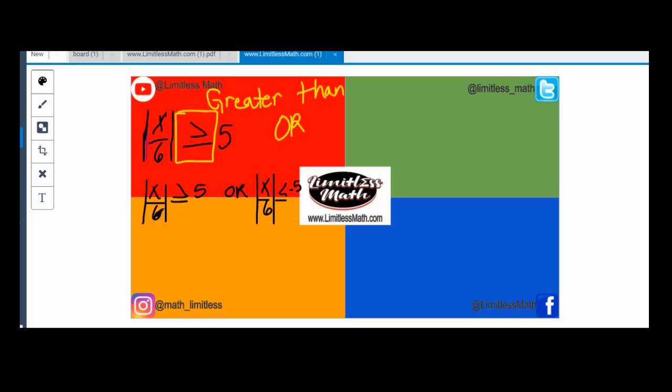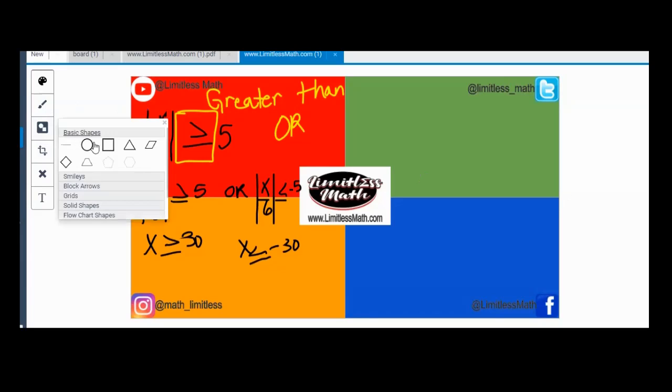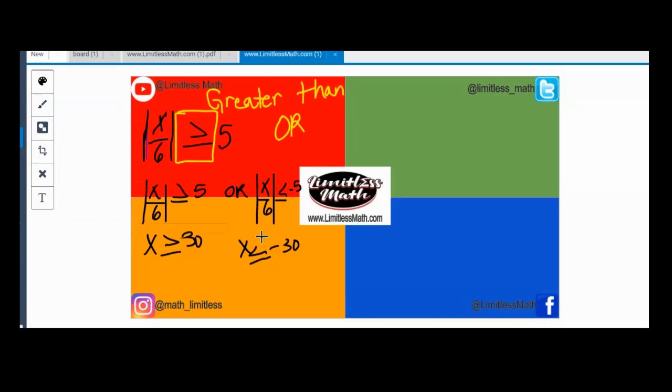So now we want to just solve these. We multiply both sides by 6. We get x is greater than or equal to 30, or x is less than or equal to negative 30 would be our two solutions. So you can simply graph this as normal. I'm going to take a look at another example.